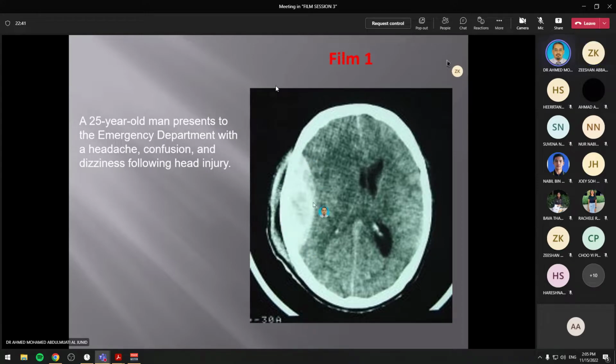Yes, can you close the mic? Somebody is laughing. May concentrate on the explanation.